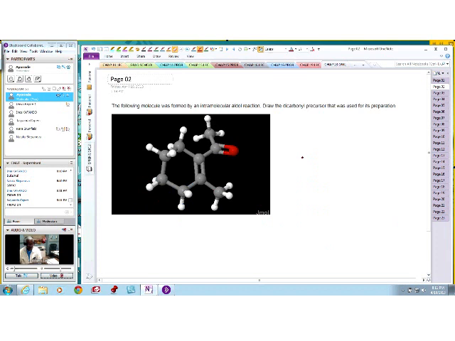If your mic is working, can you go ahead and read this for us? I know Jaconda's mic is working, but anybody else whose mic is working, can you go ahead and read this question for us? Okay, Jaconda, go ahead and read this question for us. The following molecule was formed by an intermolecular Aldol reaction. Draw the dicarbonyl precursor that was used for this preparation. Okay, very good, and thank you.